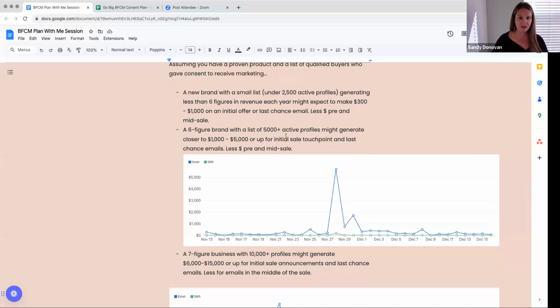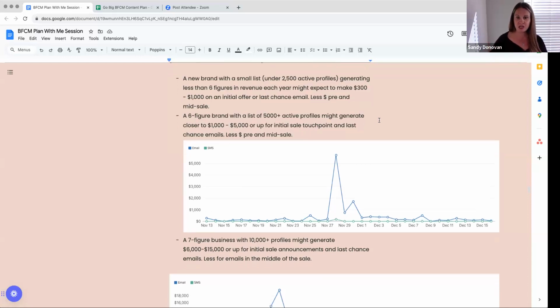If you are a six-figure brand and you have a list of maybe 5,000 active profiles, maybe you might generate closer to 1 to 5,000 for an initial sale touch point. And then a last chance email, like they're both going to be high. And then maybe you still generate some for reminders, but just not quite as much.